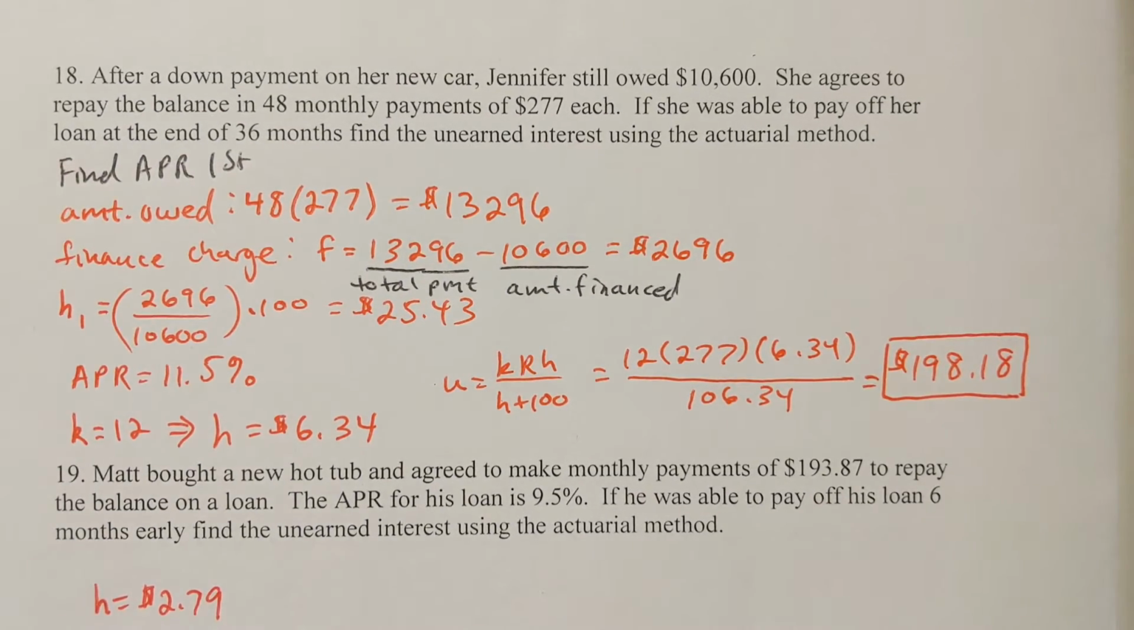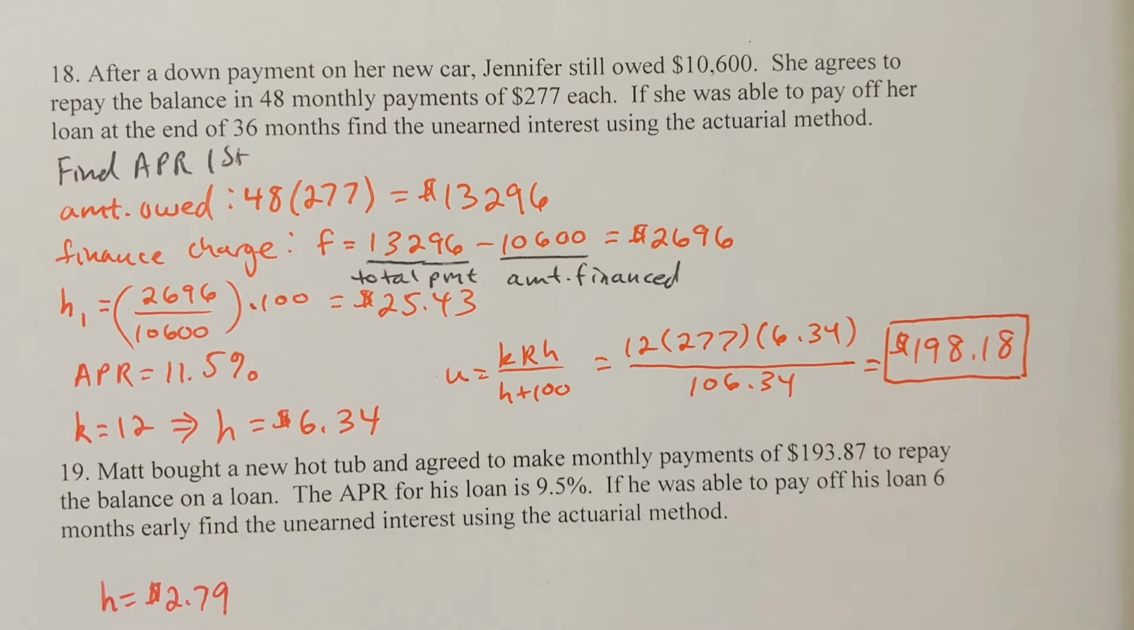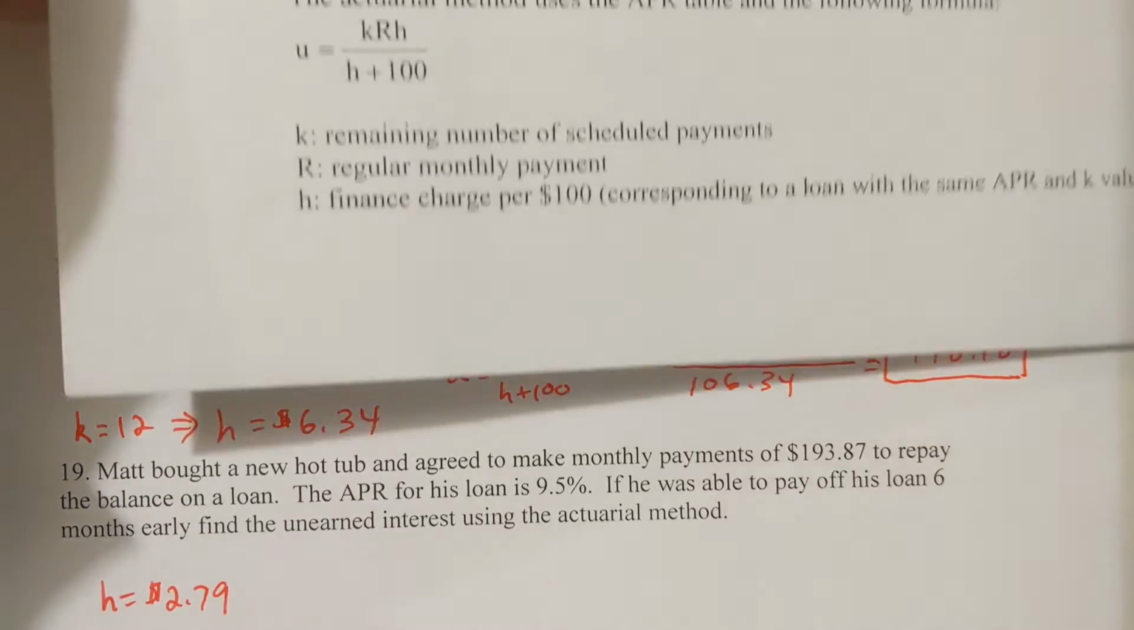Problem 18 says after a down payment on her new car, Jennifer still owed $10,600. She agrees to repay the balance in 48 monthly payments of $277 each. If she was able to pay off the loan at the end of 36 months, find the unearned interest using the actuarial method. Okay, so the actuarial method, again, is where we're using this formula.